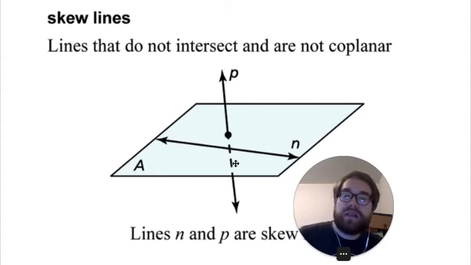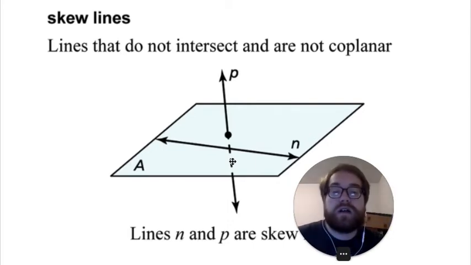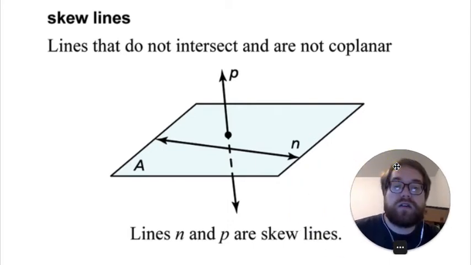But because P is passing through this plane, it's not actually on the plane, it's just going through this plane, on a different plane. So that is not coplanar to N. Remember, coplanar means they're on the same plane. And so P is on a different plane than N, and they're not intersecting each other. And remember, if we see that dotted line, it's going through the plane. And so we would say that N and P are skew here because they're not intersecting and they're not on the same plane.